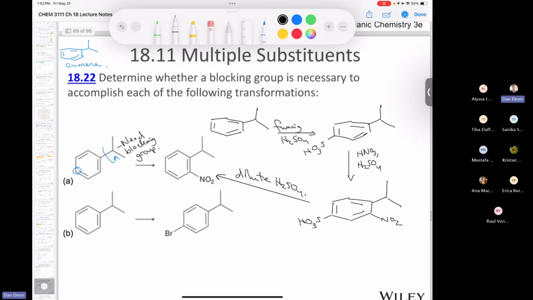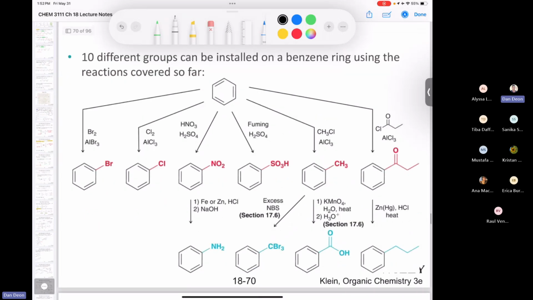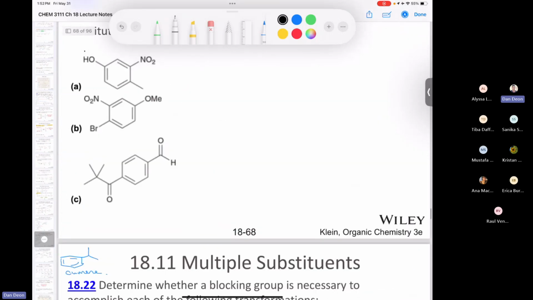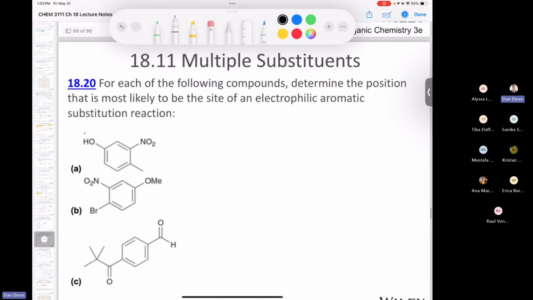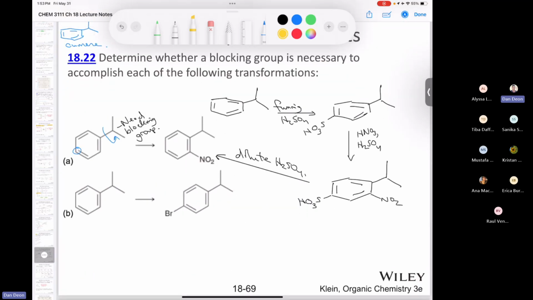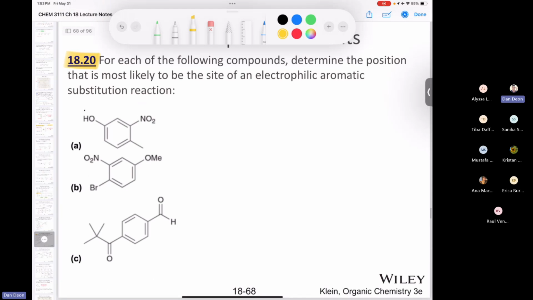So now what I want to do, before we get into section 18.12, where we start talking about synthesis, is I'd like to take a short break. I'd like you to try 18.20. So give this one the old college try. And I want you to see if you can affect this synthesis here, which you can already tell doesn't require a blocking group in this case. So it's a pretty quick one. But anyhow, it'll give you some time to practice this.